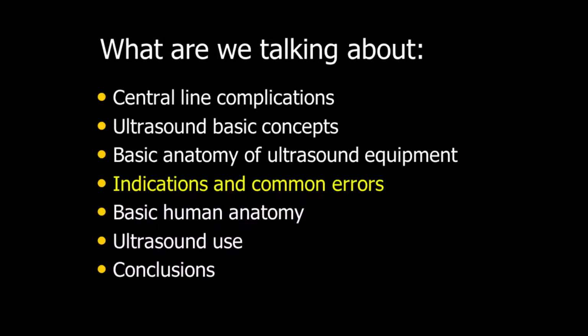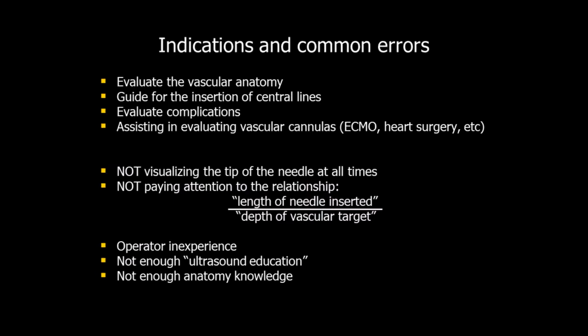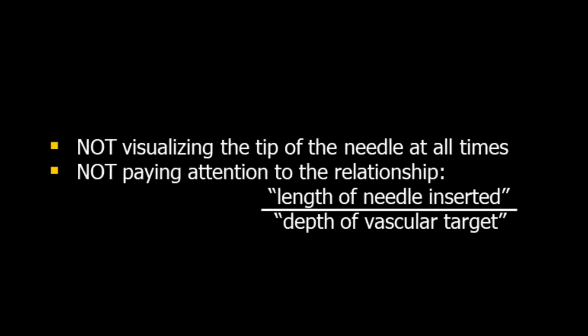Common errors and indications. Well, for evaluating vascular anatomy, as a guide for insertion of lines, complications evaluation, assisting other vascular cannulas, and ECMO and heart surgery. One of the complications is not visualizing the tip of the needle at all times, and also not paying attention to the relationship between the length of the needle inserted and the depth of the vascular target. So it's important to know how deep our target is, to keep an idea how deep our needle should be placed. This is probably the most important thing. You have to visualize the tip of the needle at all times.